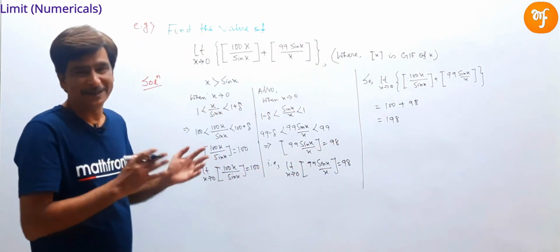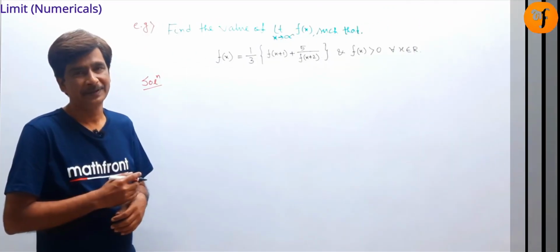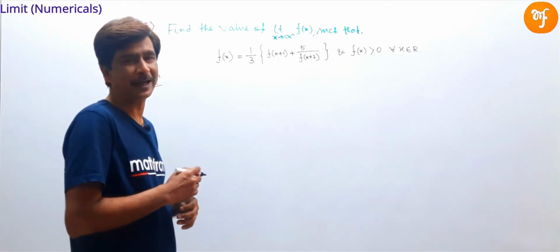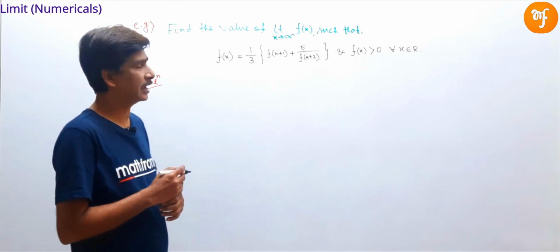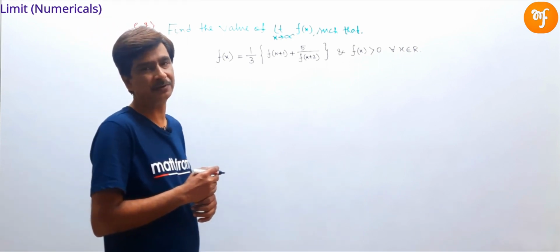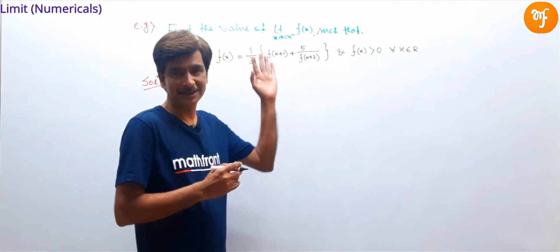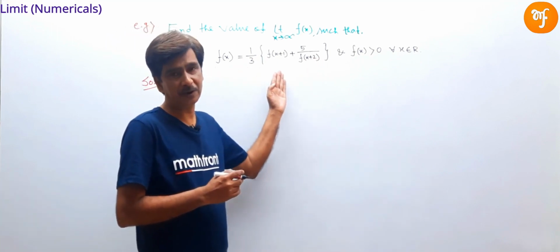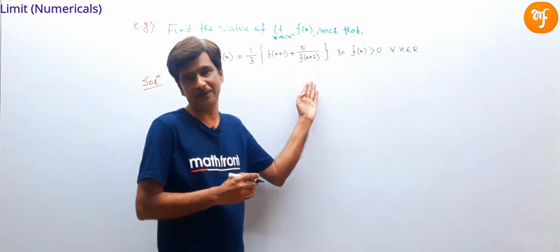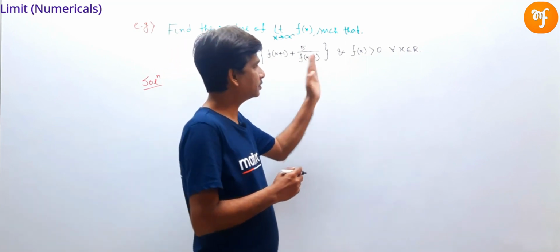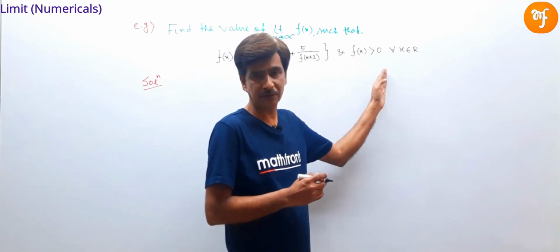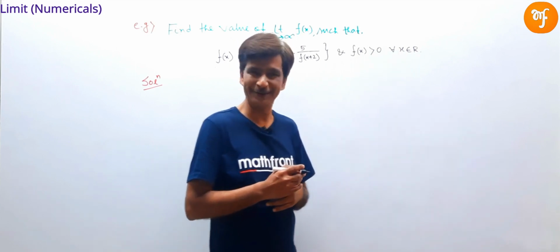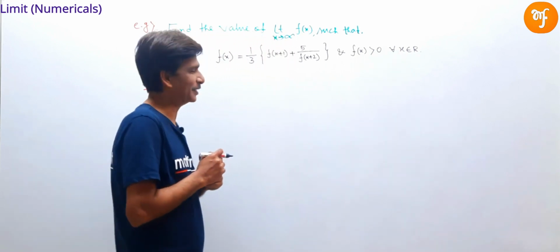Now come to the next question. So friends, let's have a look at another good example. We have to find the value of limit x tends to infinity f(x) such that f of x is equal to 1 upon 3 f of x plus 1 plus 5 divided by f of x plus 2. And it is also given f(x) is positive for every real value of x. Now look how to solve this numerical.